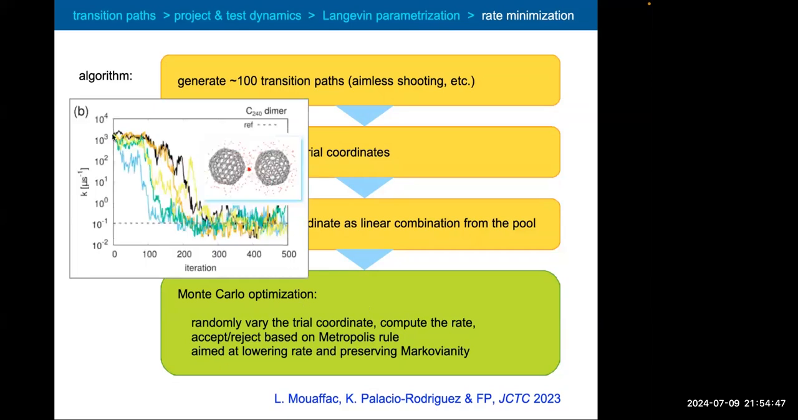This is an example for the interaction of carbon nanoparticles in water. You see that the rate is minimized. And when the rate is minimized, you end up with an optimal order parameter, an optimal reaction coordinate. And we got some evidence that this is true, at least in simple systems. Now, as I said, we are trying to apply it to complex systems like nucleation of materials and protein-protein interaction.